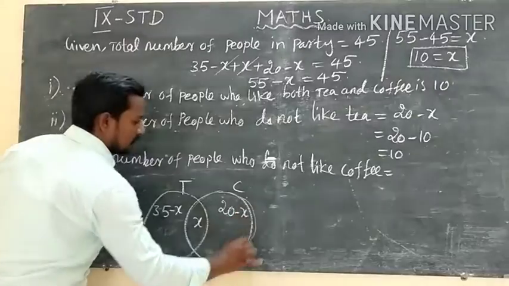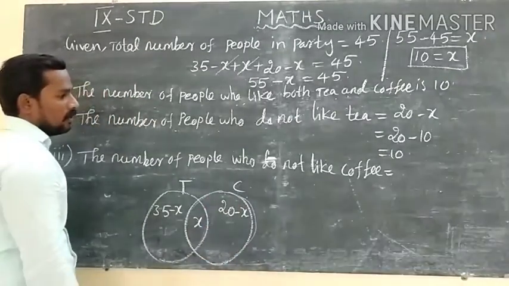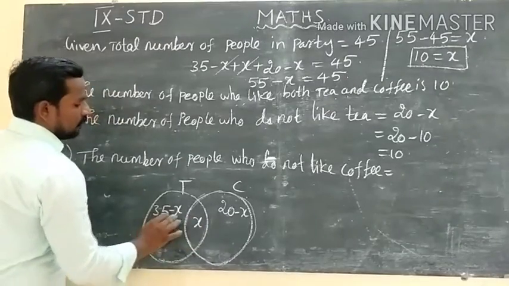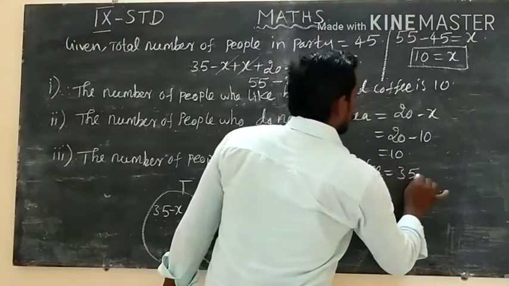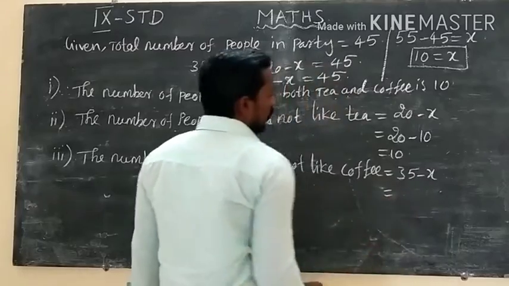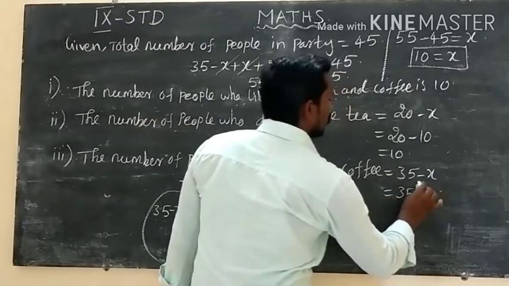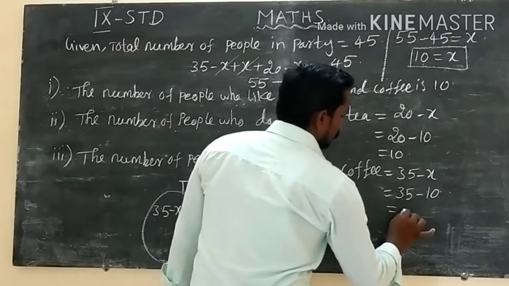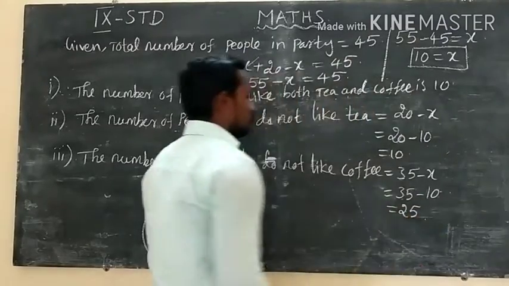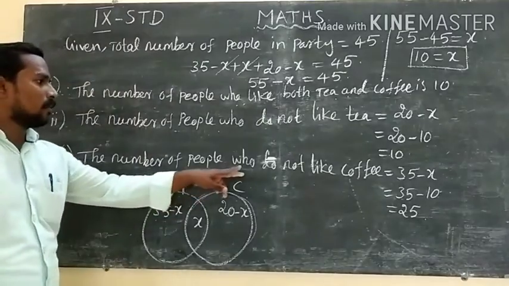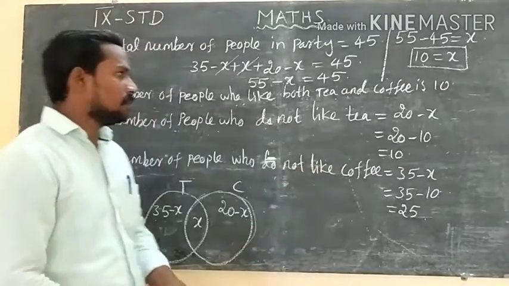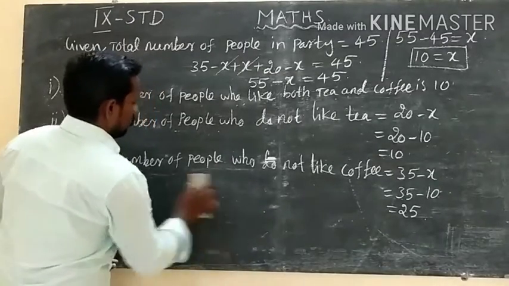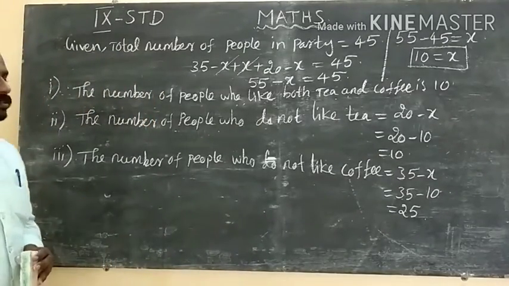So omit this C circle, because C represents the coffee. Remaining, we get 35 minus x. Now replacing the value of x, which is 10, so 35 minus 10 is 25. So 25 people do not like coffee. That's all you have in this question. Have you understood this question?